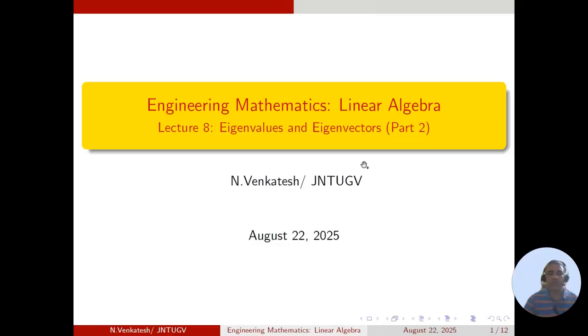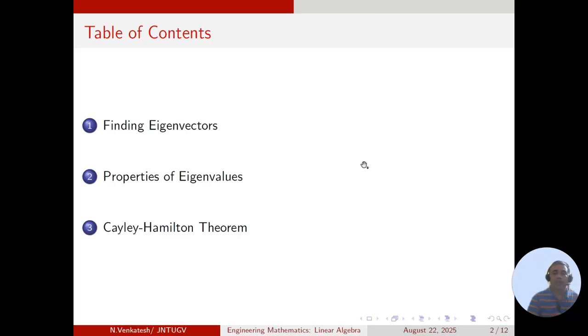In the last lecture, we had discussed how to find eigenvalues. In this lecture, we will be discussing how to find eigenvectors and some important properties of the eigenvalues, and a special theorem called the Cayley-Hamilton theorem, which is useful in finding A inverse and A squared, A cubed, and so on, A power n's.